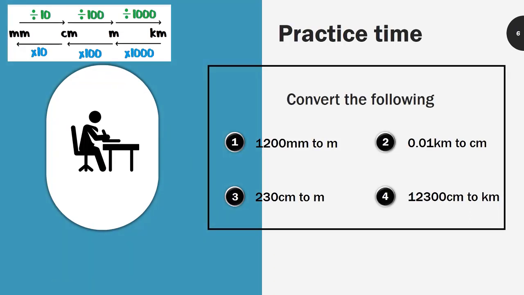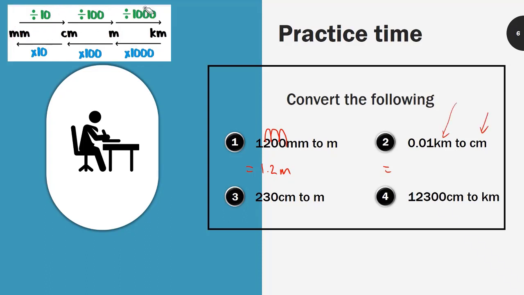Okay, let's have a go. So the first one here, we're going millimeters to meters. I've got it going across 3 units, which means there are 3 zeros. I'm dividing, so I have to shift to the left. So 1, 2, 3. That's how many zeros there were. So I end up with 1.2 meters. Question 2, kilometers to centimeters.